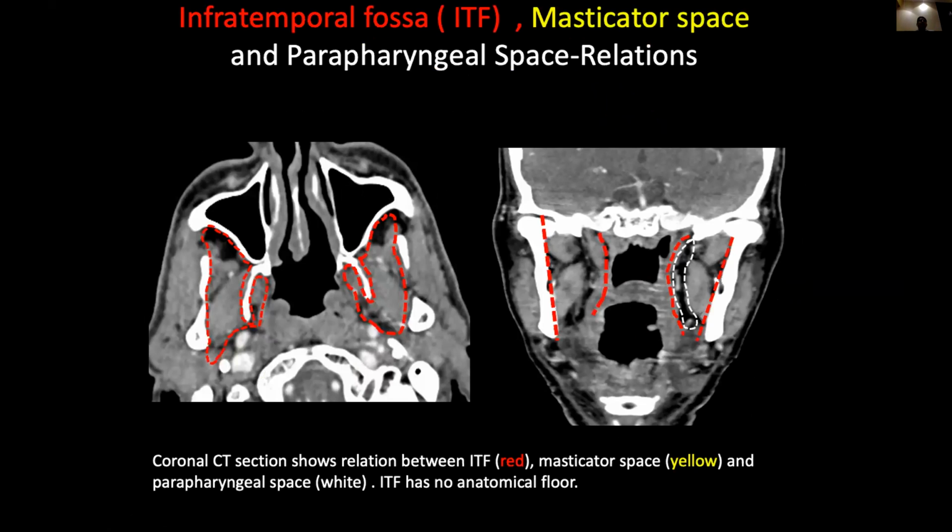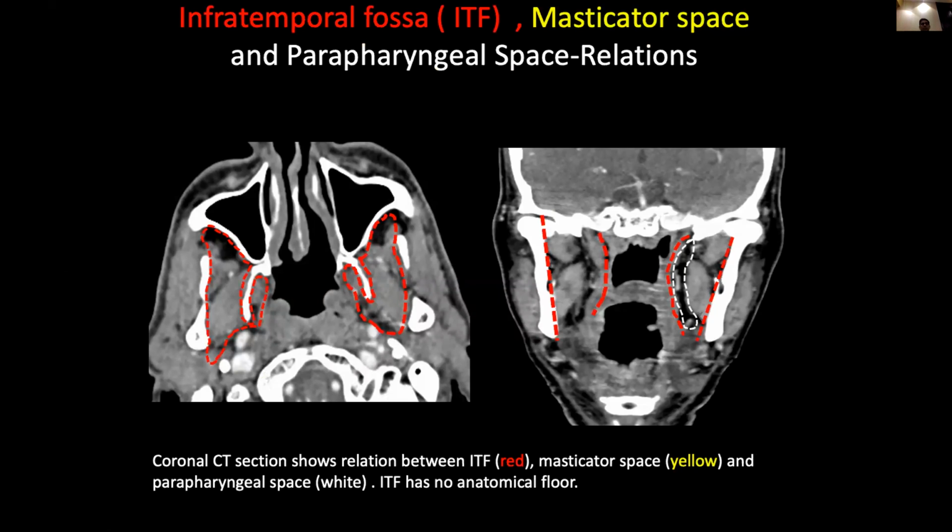The next important structure is the infratemporal fossa, and I would like everyone to pay a lot of attention at this particular juncture, because this is a very important structure for assessment of head and neck malignancies. The infratemporal fossa is different from the masticator space, and one has to understand the relation between the infratemporal fossa and the masticator space. So the infratemporal fossa is a surgeon's space, and the masticator space is a radiologist's space.